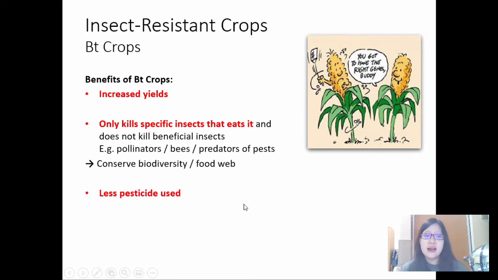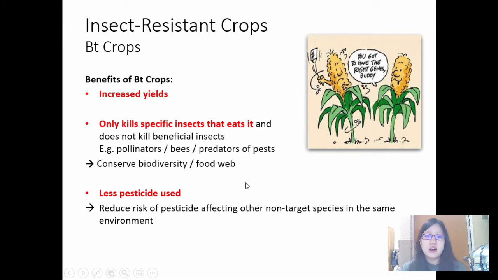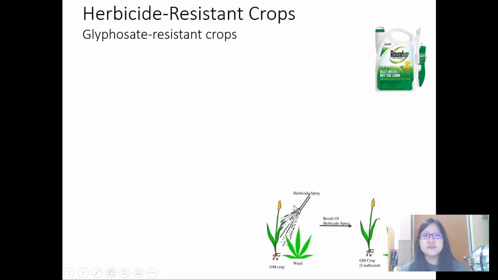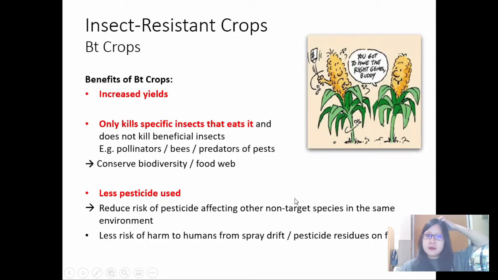Predators of bees as well will not be affected by insecticide, and this conserves biodiversity in the food web around those crops. Less pesticide is used, which reduces the risk of pesticide affecting other species in the same environment. And also less risk of harm to humans, because pesticide can be harmful to humans in some cases, especially in large concentrations. And also less pesticide would be on food when it reaches you. So yeah, these are great for BT crops. We'll talk about the disadvantages later on.